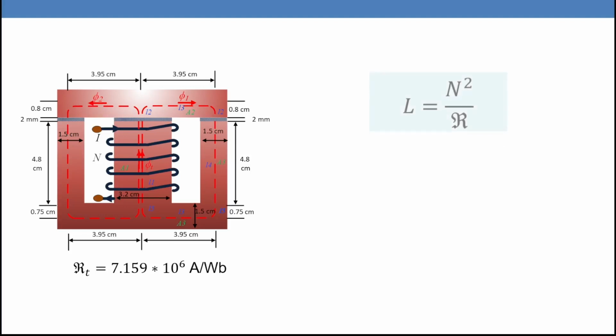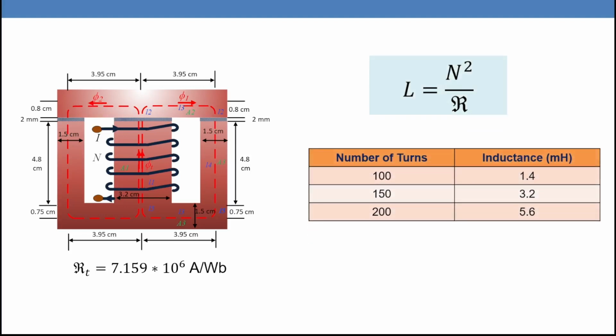What is the inductance in this case? L equals N square over total reluctance. For 100 turns it will be 1.4 millihenry. For 150 turns, 3.2 millihenry. And for 200 turns, 5.6 millihenry. Quick observation here: we notice that the addition of the air gap reduces the inductance massively.